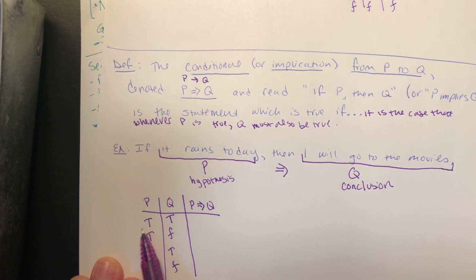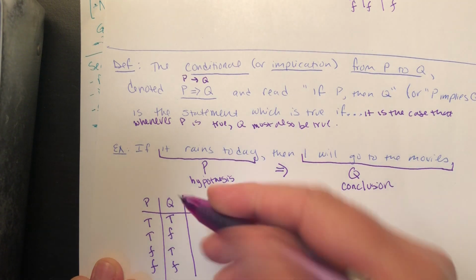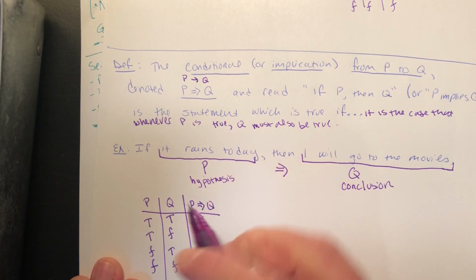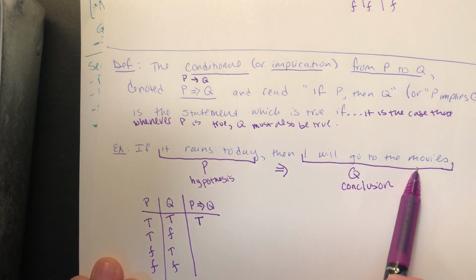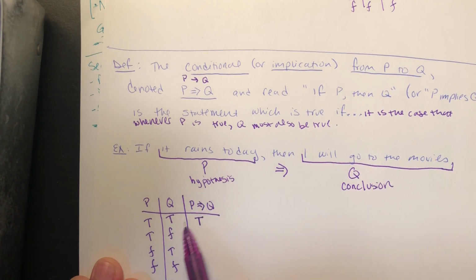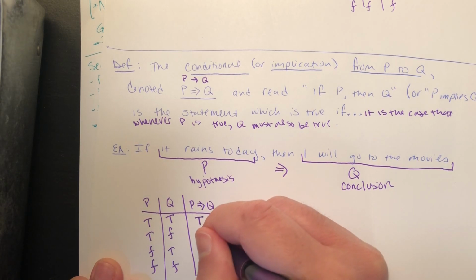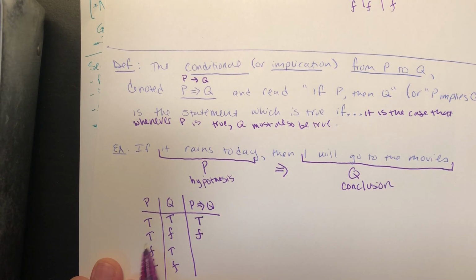Okay, so if P is true and Q is also true, that makes this implication true. But if P is true and Q is false, right, if it rains today and you didn't actually go to the movies, then that implication would have been false as well, right? So when P is true, true hypothesis, false conclusion, that makes the entire statement false.